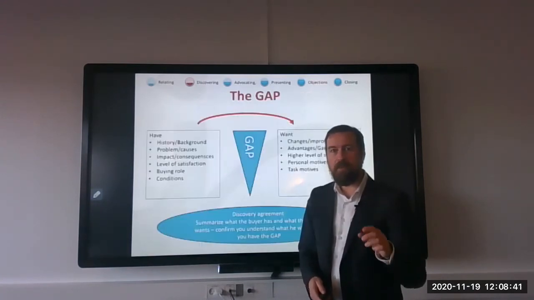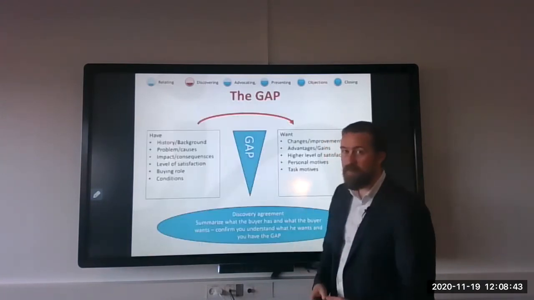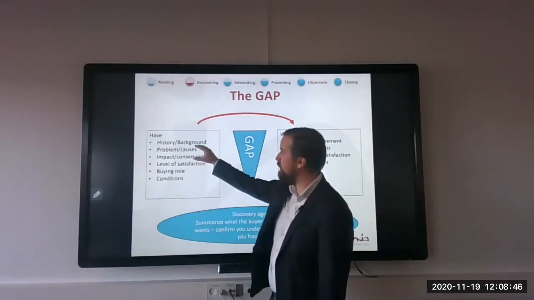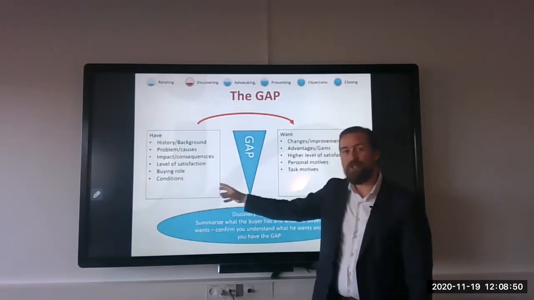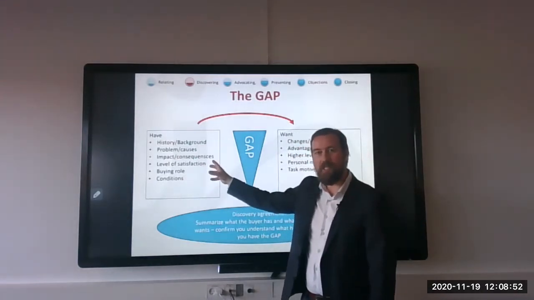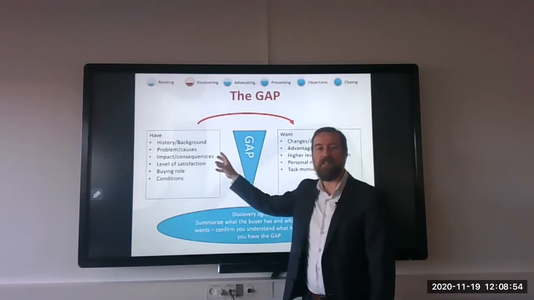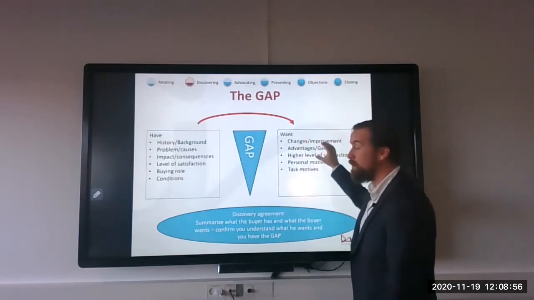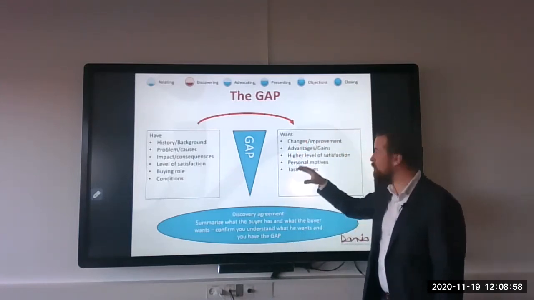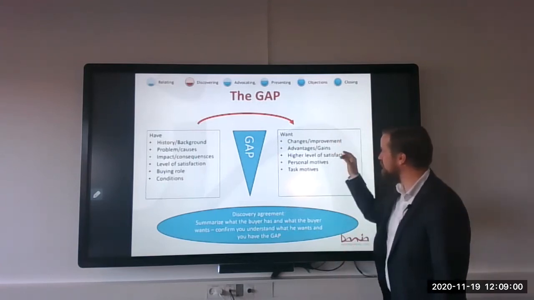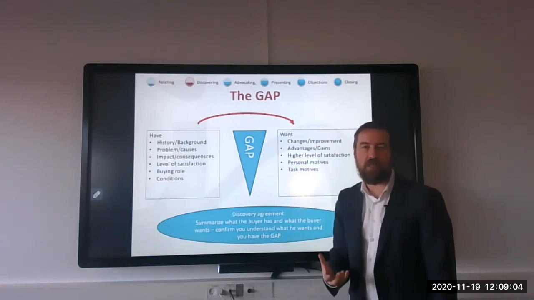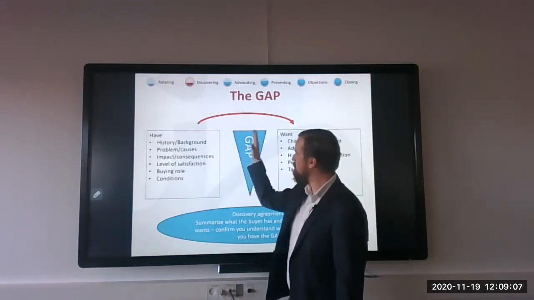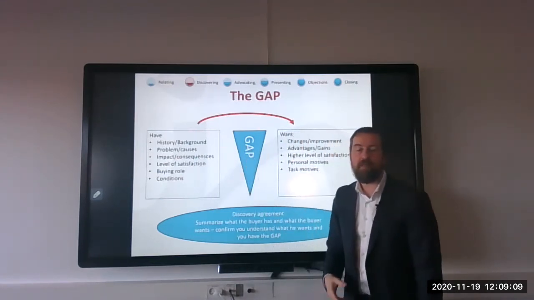To sum this up, we have what we call the gap. We have what they have right now: the history, background causes, buying roles, conditions. Those are the questions that we need to figure out first in the discovery phase. Then we need to figure out what's the want. Where do they want the improvements, gains, satisfaction? Are there personal motives involved here? We need to be able to work with this gap.